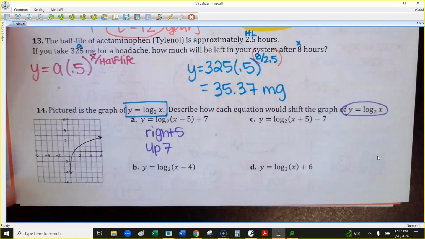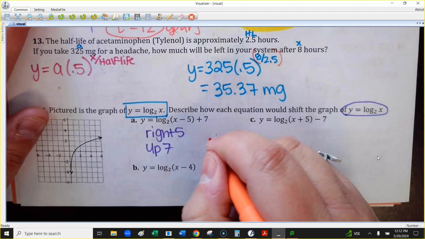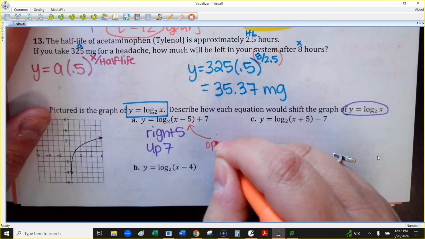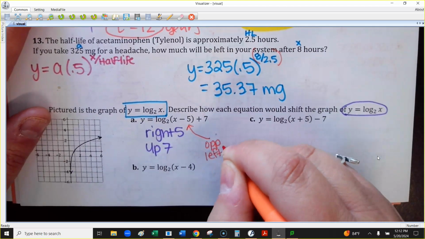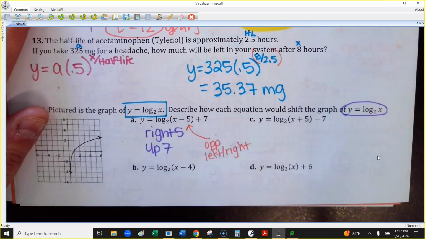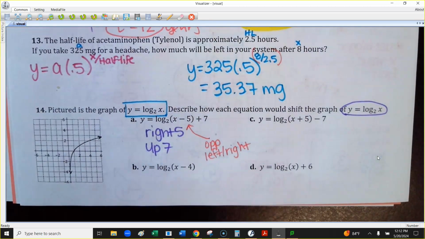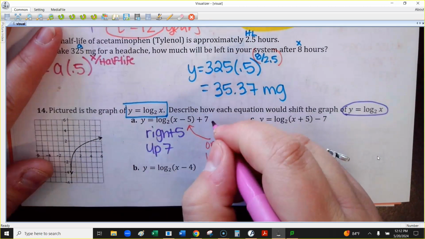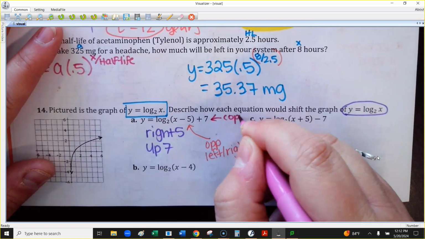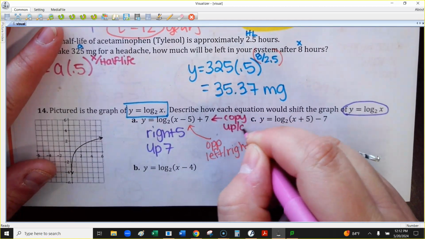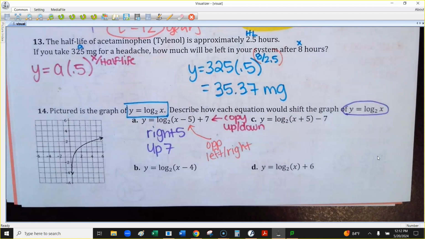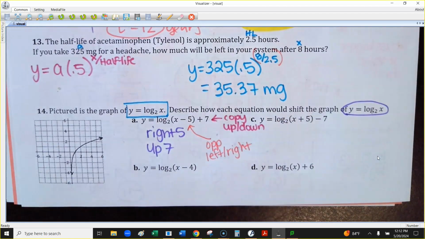So whatever's inside with the x is the opposite way you think, left or right. And whatever is outside the operation, so outside the log, you're just going to copy that number, and that's going to move the graph up or down. So this is true for any function. x in with the operation, like a square root.